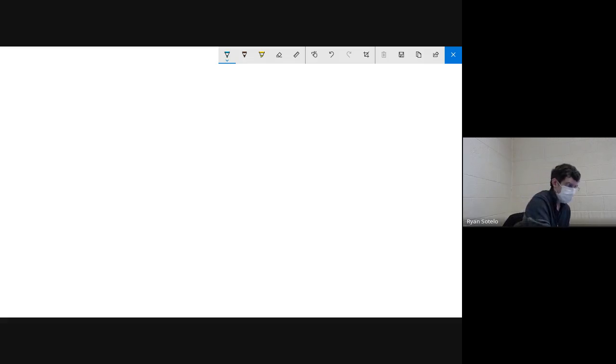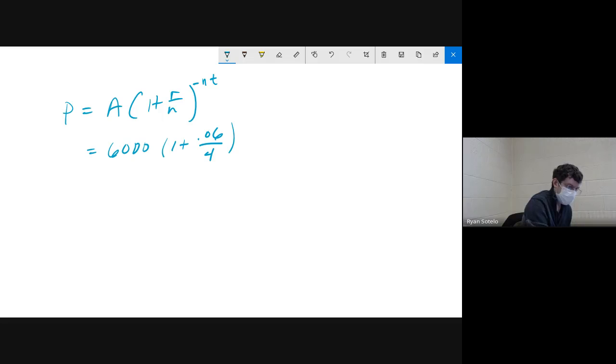So the old amount will be the new amount times the growth factor to the negative nt. So the later amount will be 6,000. The rate was 0.06 still. This time it's quarterly. So I'm going to divide by 4 and raise it to the 4 times 10 this time, because there's 4 compoundings per year. Oh, I'm sorry, negative, because I'm going backwards in time. Okay, so 1 plus 0.06 divided by 4. That's raised to the negative 40.